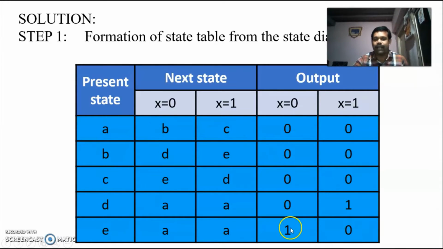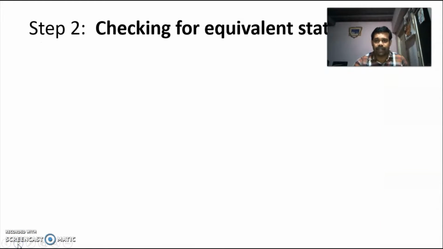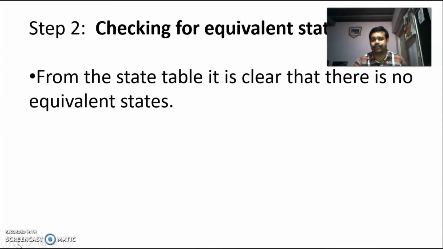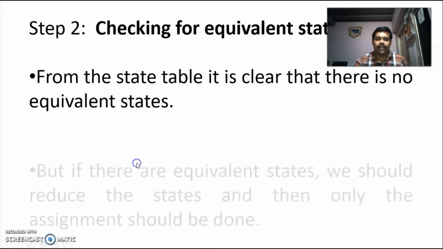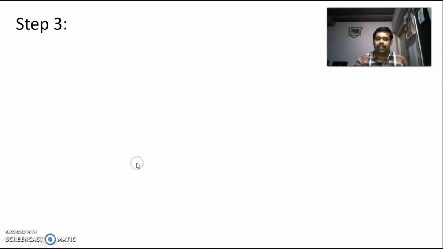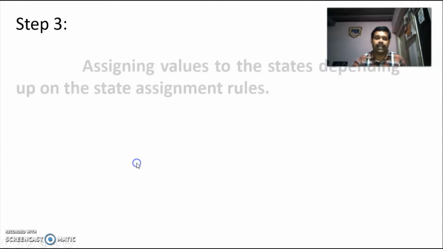Here also we have to check for equivalent states. By verifying this, the next states are the same, but the output is not the same. So there are no equivalent states, so there is no way for state reduction. We have verified the table. There are no equivalent states, so there is no way for reduction.